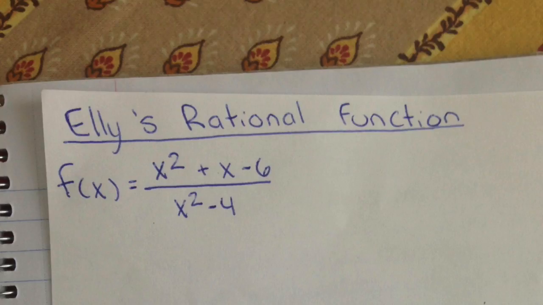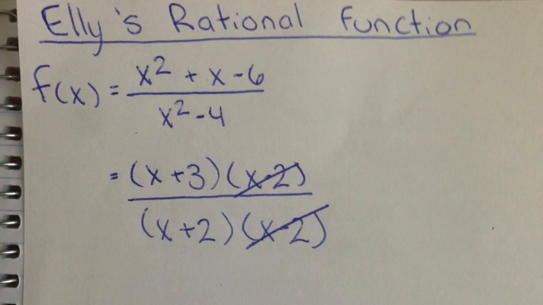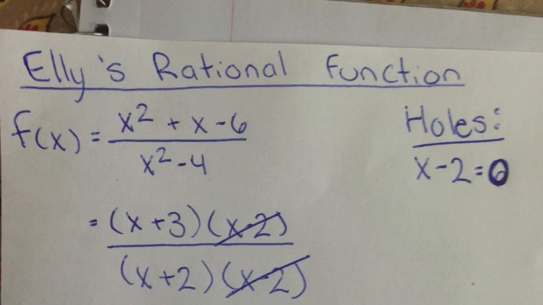This is Elly's rational function. The first step to solving this function is to simplify it. Once simplified, we can see that x minus 2 cancels out. Now that it is simplified, we can find out if there are any holes in this function.